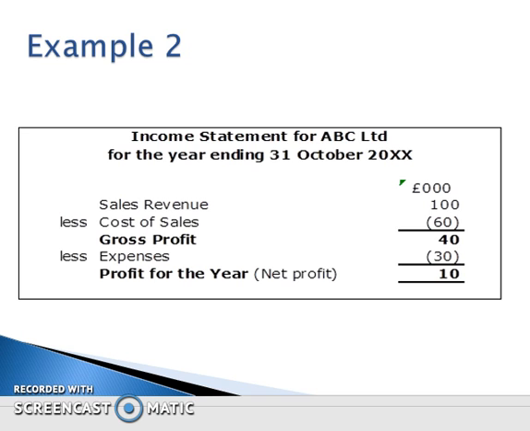Gross profit may be regarded as a measure of success or performance for the people responsible for buying and selling or for manufacturing and selling in the business.